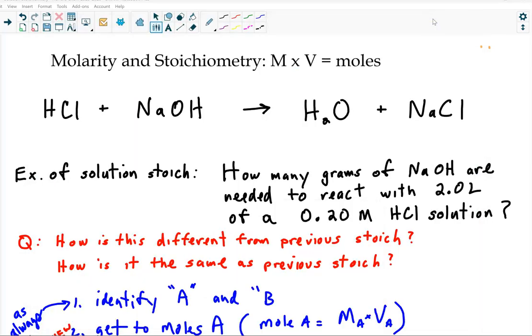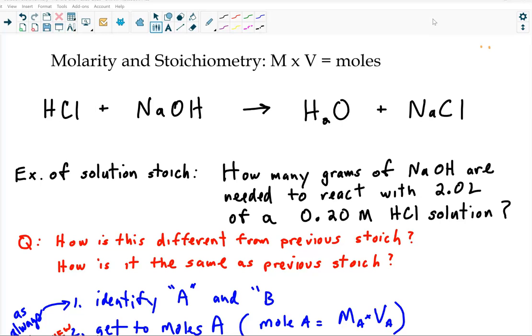Okay. So look at this reaction. Here's an example of stoichiometry applied with molarity, or merged together. How many grams of NaOH are needed to react with 2 liters of a 0.20 molar HCl solution? I want you to take a moment just to yourself and think, how is this different from a previous stoichiometry problem you've seen?